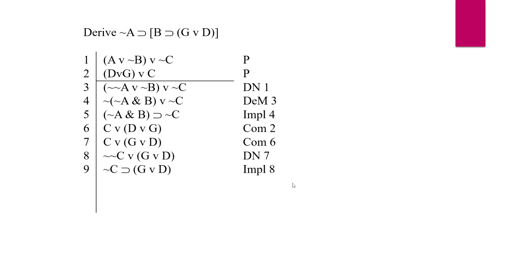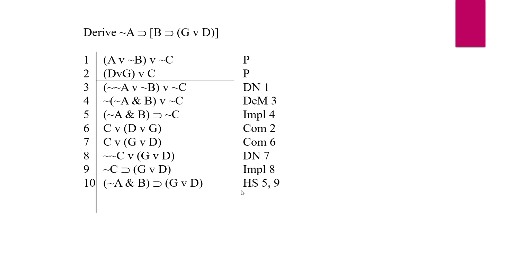Now, if you look at line 5 and you look at line 9, we have: if it's not the case that A and B, then not C. I have not C as my consequent, and on line 9, I have not C as my antecedent. So on line 10, I can use hypothetical syllogism and cut out the not C from both of those. So I can have: if it's not the case that A and B, then G or D.